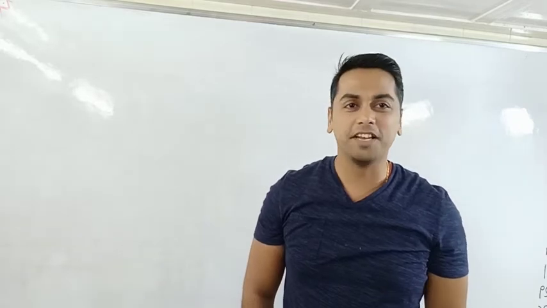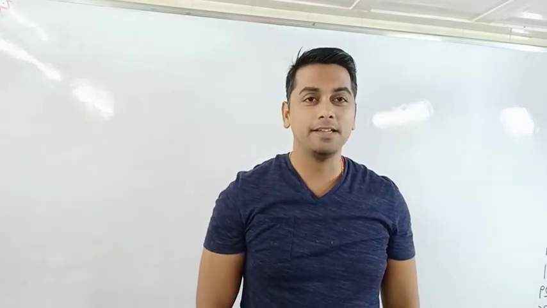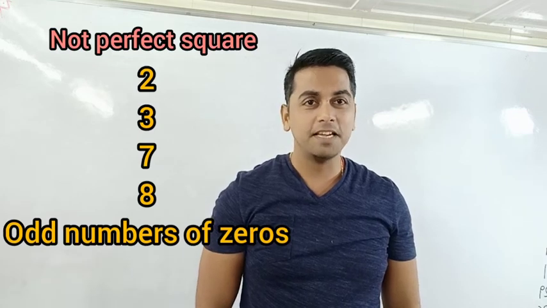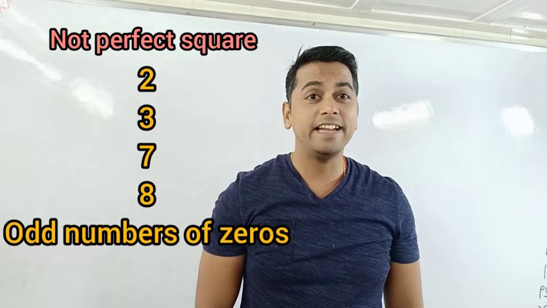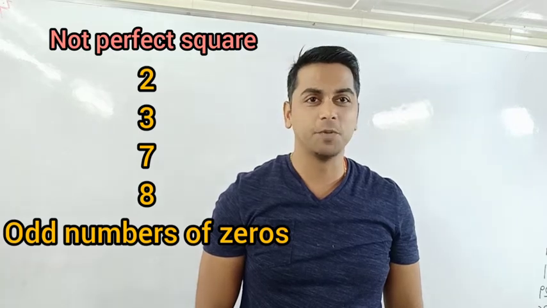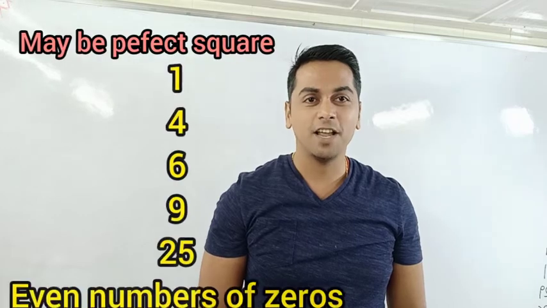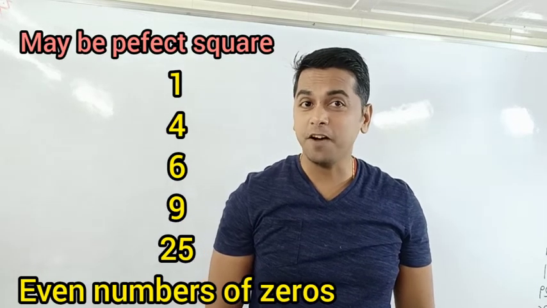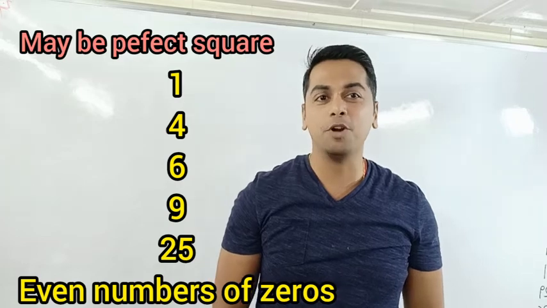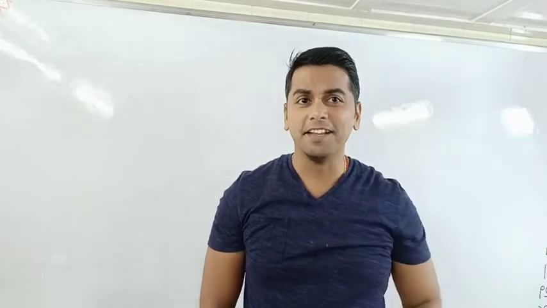So the conclusion is, if the last digit of any number is 2, 3, 7, 8 or an odd number of zeros, then definitely it is not a perfect square. And if it has 1, 4, 6, 9, 25 or an even number of zeros, then it can be a perfect square. Hope you are getting it.